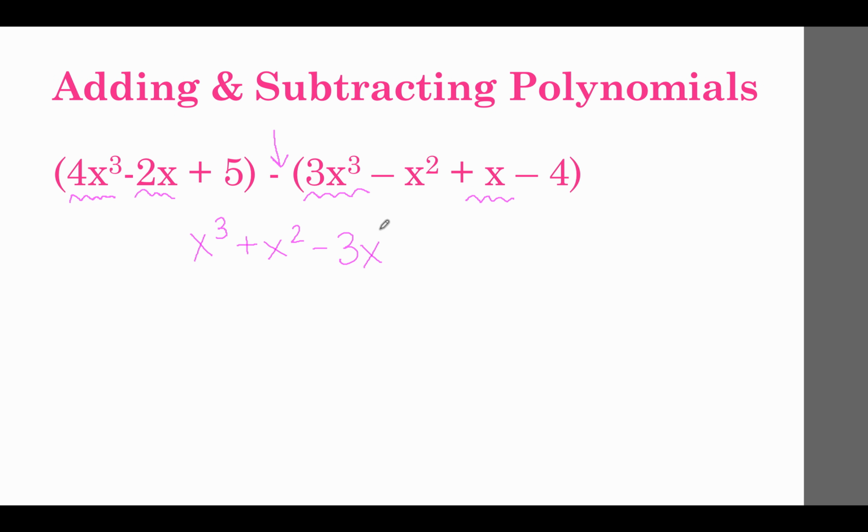And lastly, we're going to be combining the numbers. I have a 5 minus negative 4. Be very careful with the double negative, okay? 2 minuses is a positive. So I'm doing 5 plus 4, which will give me a 9. And then that's my final answer.